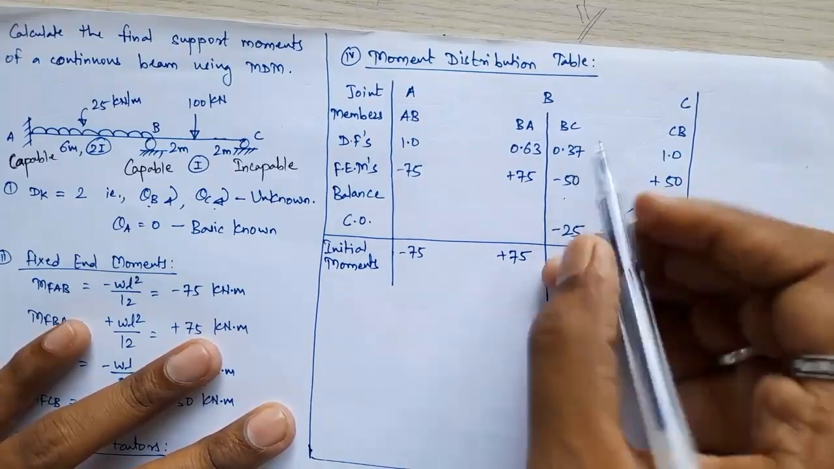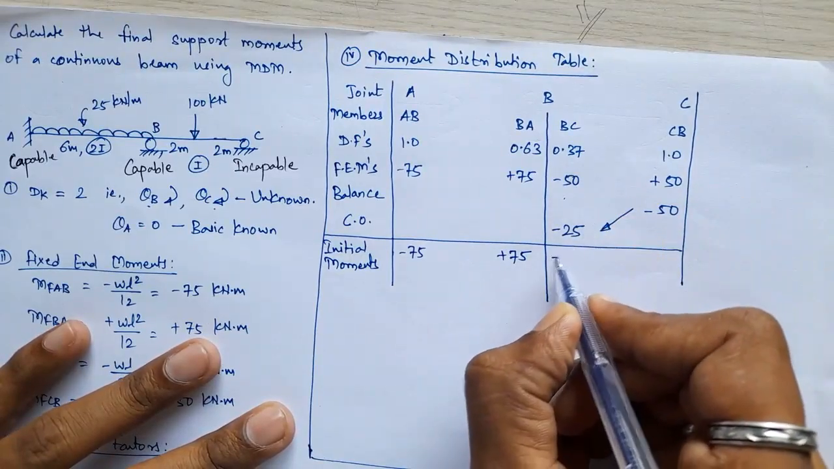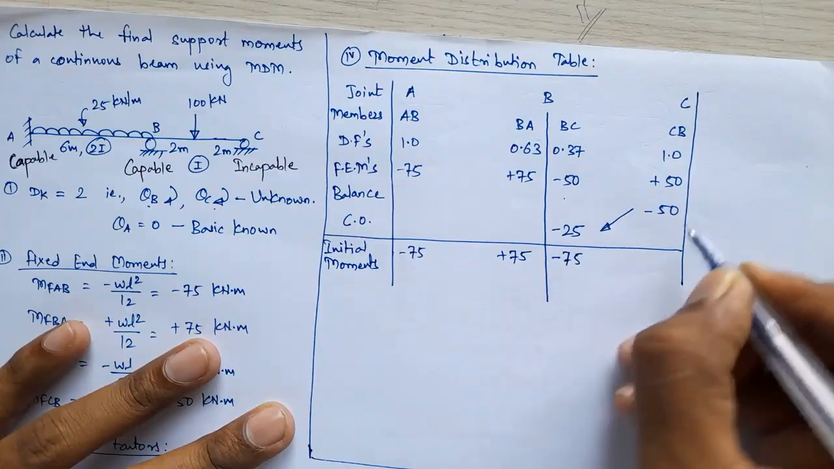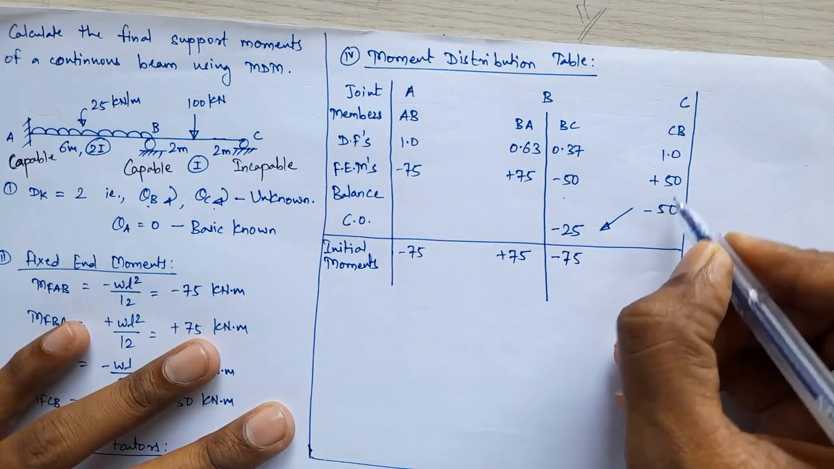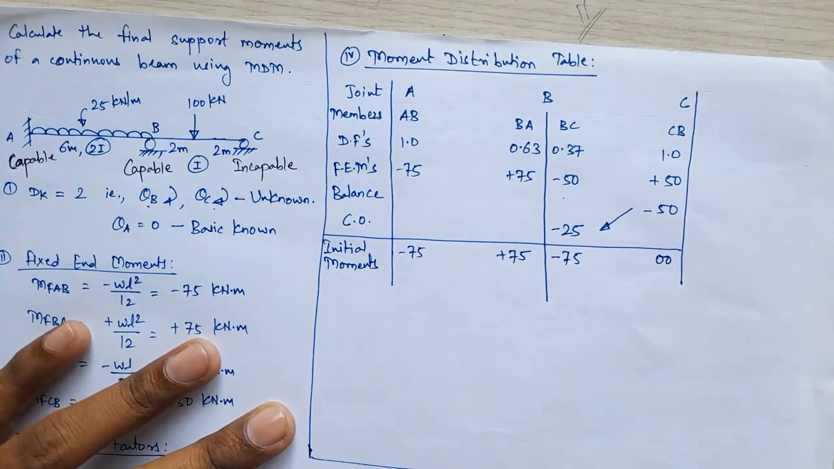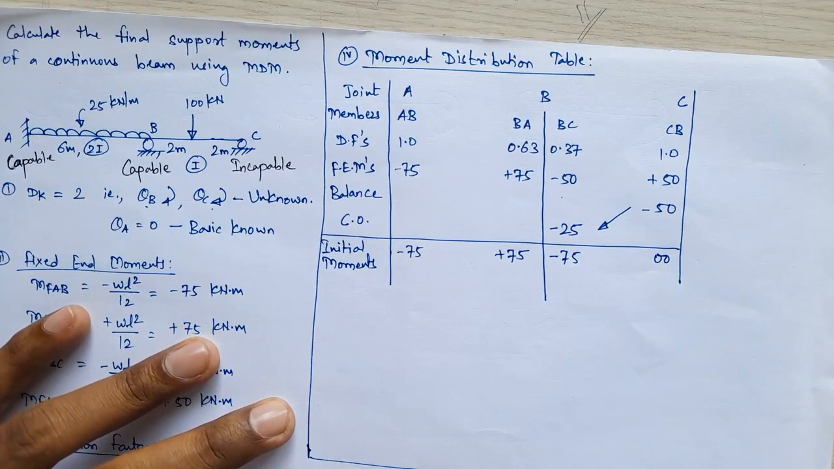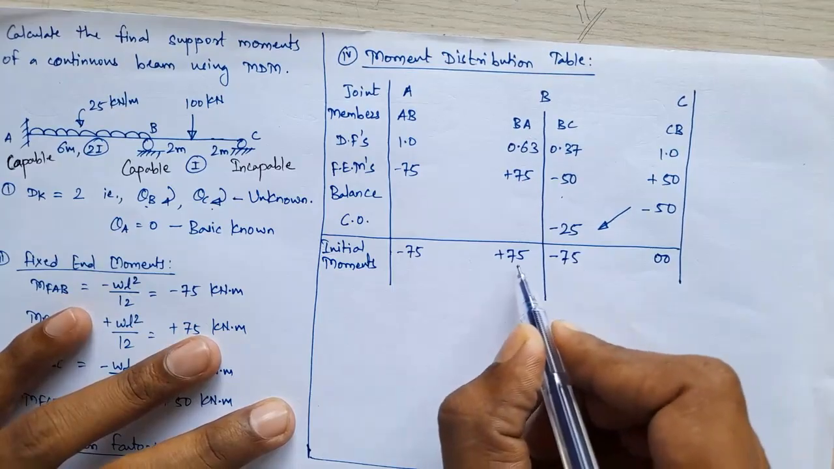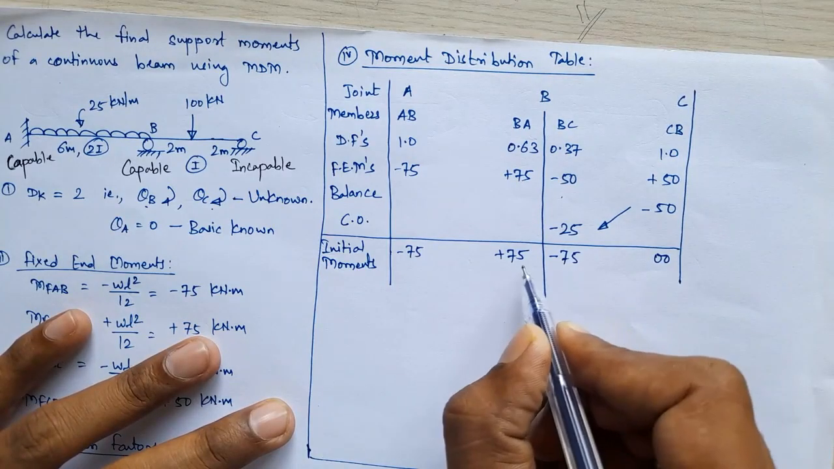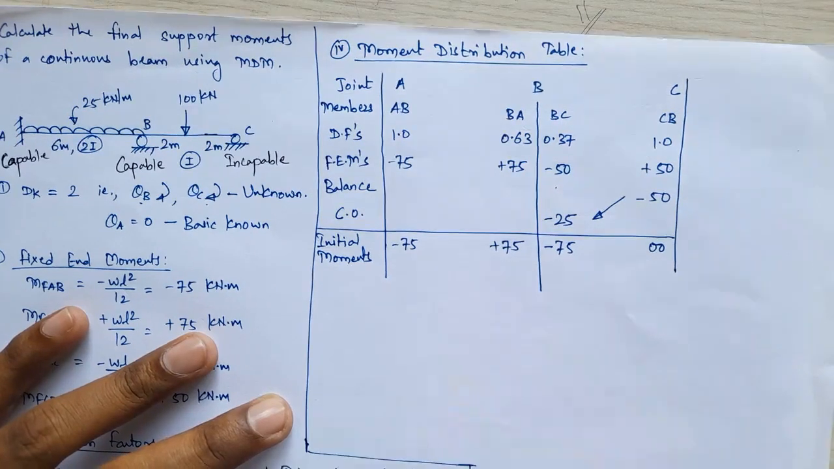Here what I am getting, minus 50 minus 25, I will get that as minus 75, and this minus 50 plus 50 will become equal to 0 over there. Okay. Now what you have to do, you have to distribute these moments which you are calculating to your capable supports over there.